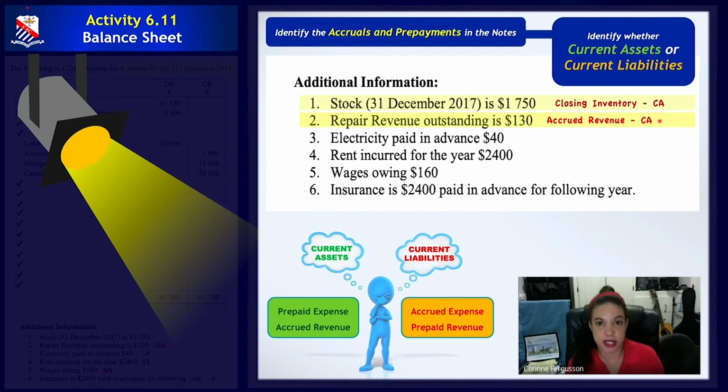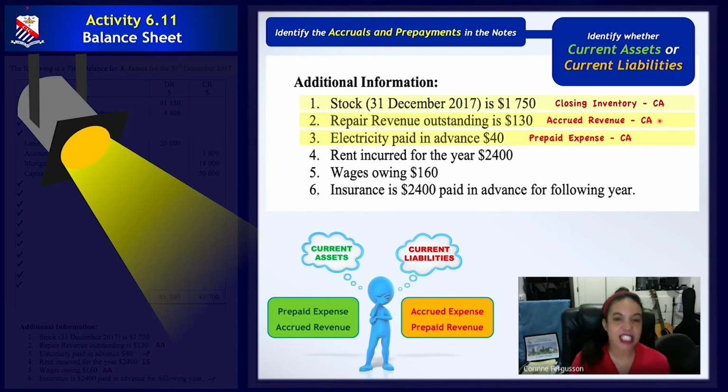So this is just a process that you can do where you put the notes first, and you do all your thinking first and just jot it down, and then you just go and plug it into the format. So the first one, we have a current asset. Your next adjustment is electricity paid in advance. Paid in advance is a prepayment. Electricity is an expense. So that is a prepaid expense. And what is a prepaid expense? Current asset. See how simple? Very, very easy. Rent incurred for the year.